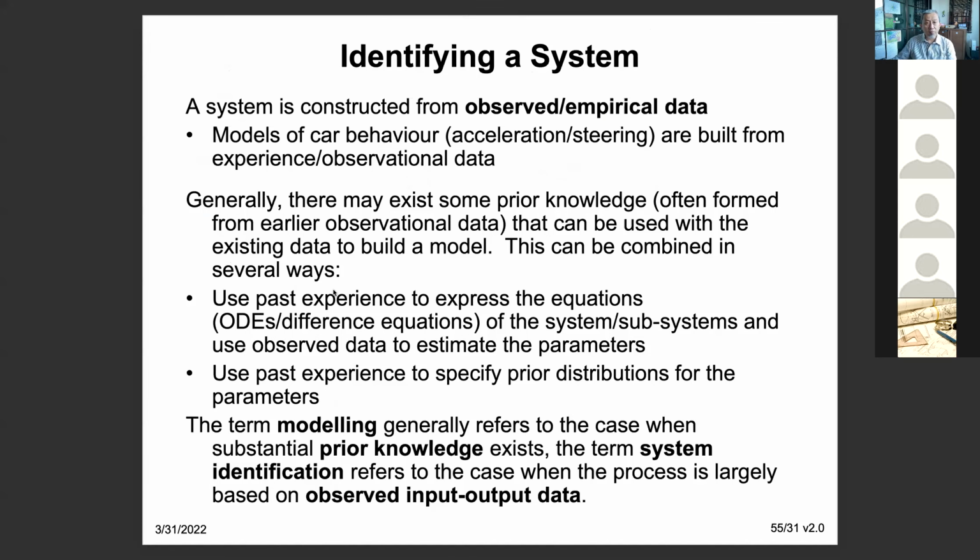Right, so in identifying the system, you know that the system is constructed from observed or empirical data. For example, a model of a car, that's why prior knowledge is important. We can use the prior knowledge with the existing data to build up the model in several ways. You can use this as substantial prior knowledge so that we can carry out the procedures of system ID more smoothly and fluently.